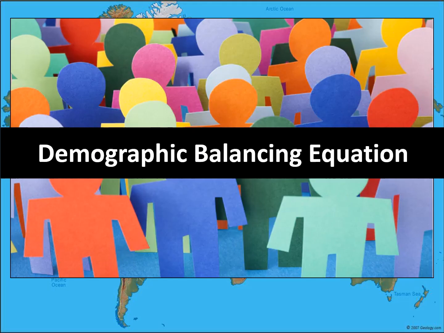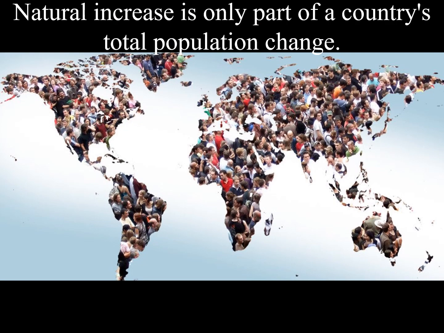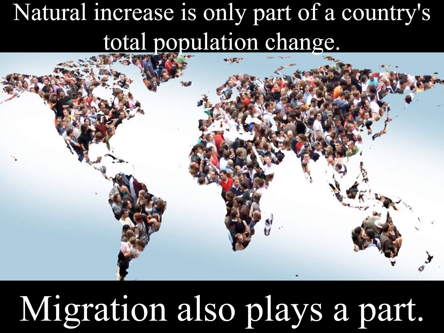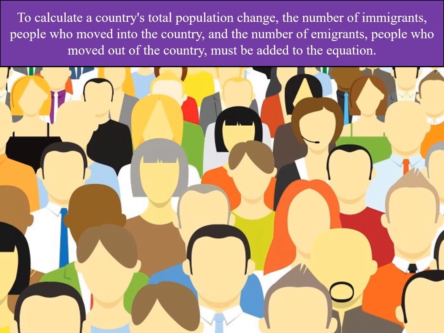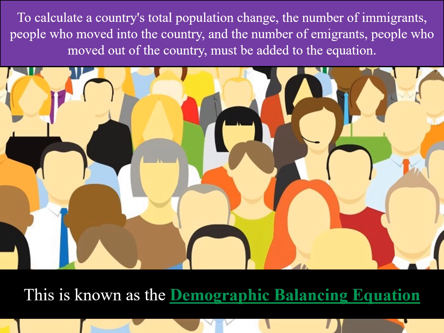The demographic balancing equation. Natural increase is only part of a country's total population change. Migration also plays a part. To calculate a country's total population change, the number of immigrants, people who moved into the country, and the number of emigrants, people who moved out of the country, must be added to the equation. This is known as the demographic balancing equation.